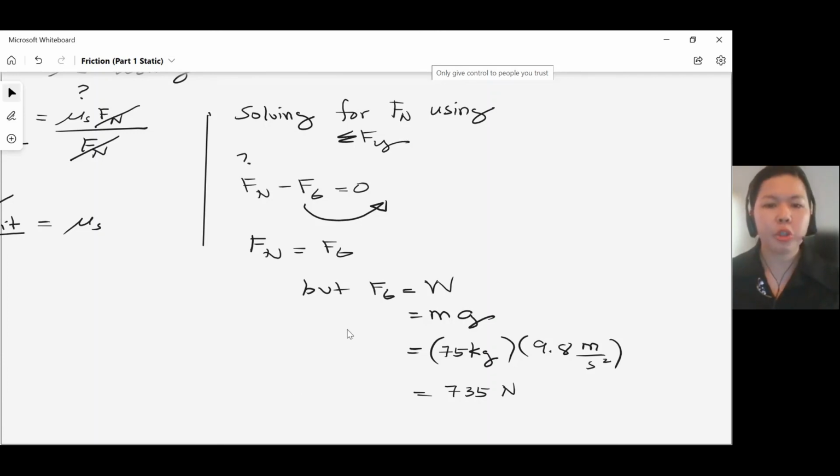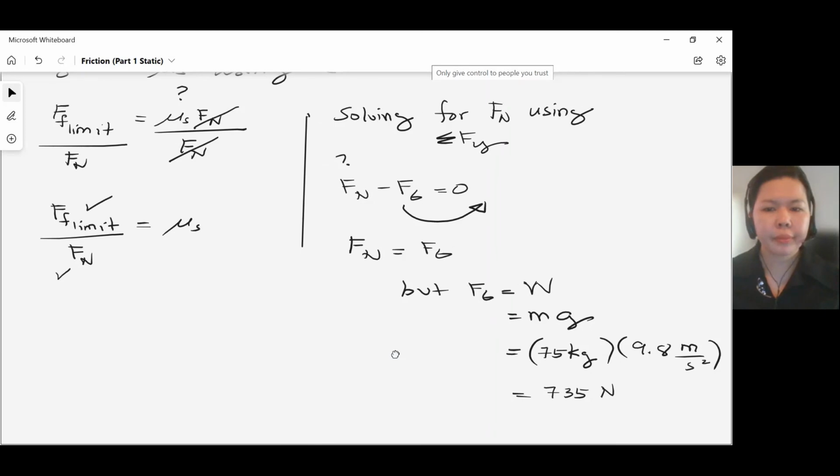Now that we have Fg, Fn is equal to Fg. So we write Fn equals Fg is equal to 735 newtons. So we now have Fn.